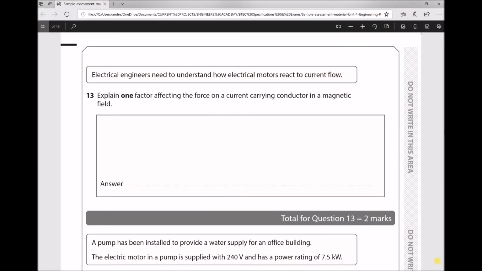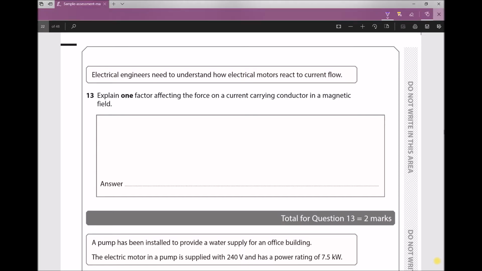Question 13 states that electrical engineers need to understand how electrical motors react to current flow. And the question reads, explain one factor affecting the force on a current carrying conductor in a magnetic field. The key thing here is that it asks us to explain, and the fact that it's an explanation is reflected in the fact that the question is worth 2 marks.